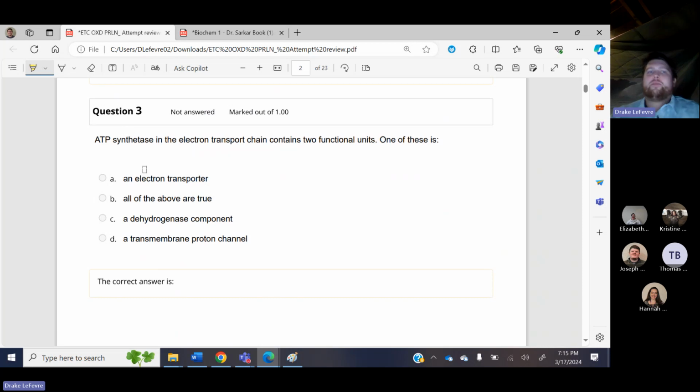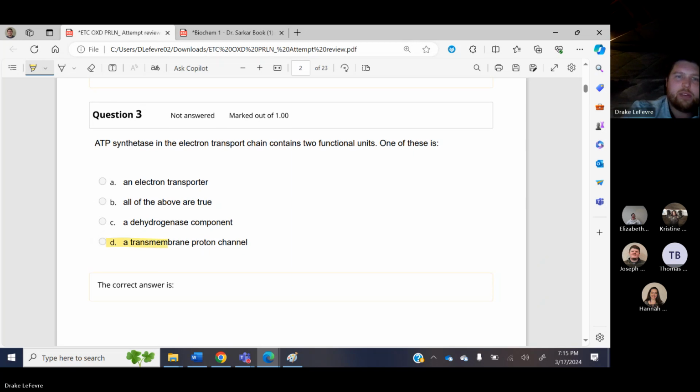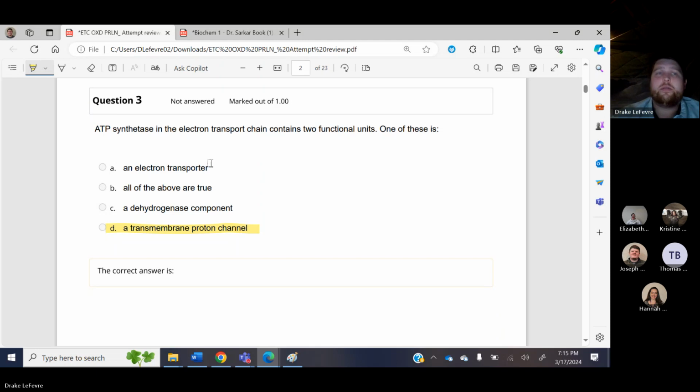jump back into questions. ATP synthetase in the electron transport chain contains two functional units. One of these is an electron transporter, is a dehydrogenase component, or is a transmembrane proton channel. Transmembrane proton channel. Yeah, because what's it transporting? Hydrogens. That's transporting hydrogen. Does it have an electron transporter? No. No, because the last complex to get an electron and pass it off to water is which complex?